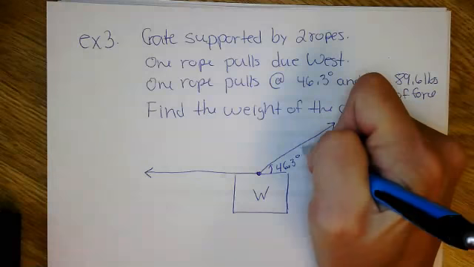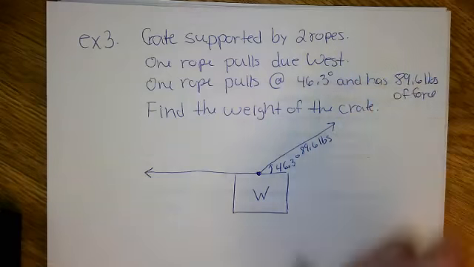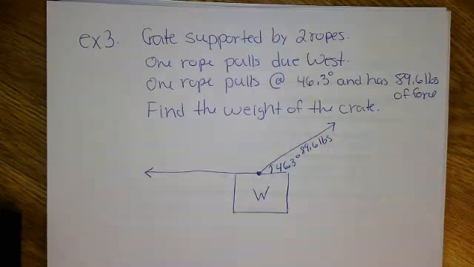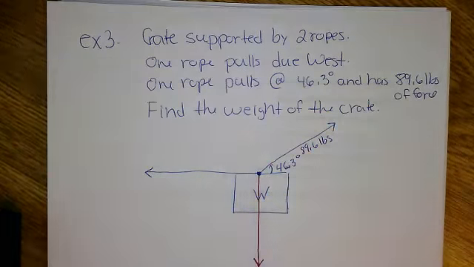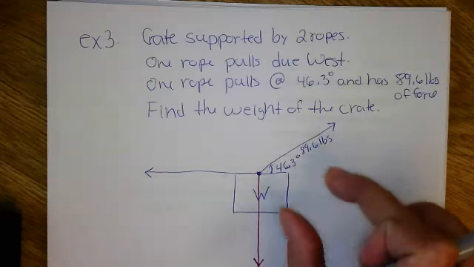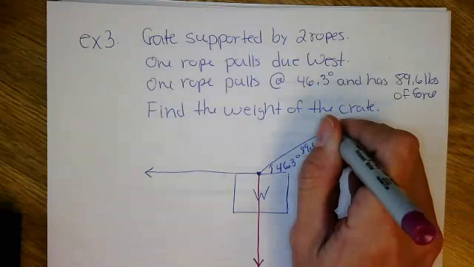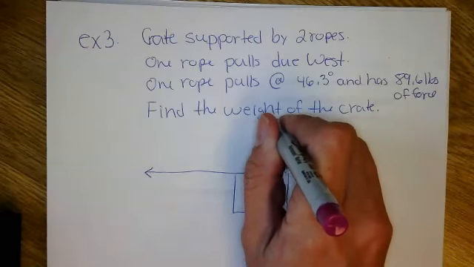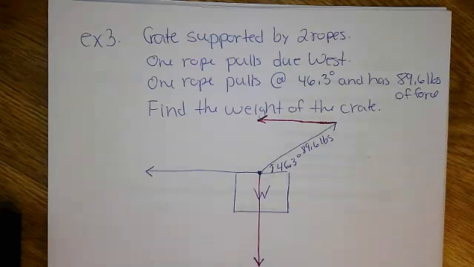And this one has 89.6 pounds of force on it. All right, so remember, these two ropes are supporting the weight of the crate. And remember, the weight of the crate is being pulled down by gravity. So these two ropes are counterbalancing that. So that means when I slide these over and make my parallelogram, see, that's a little long for my picture here, and so was that one.